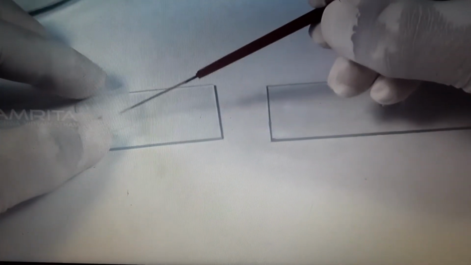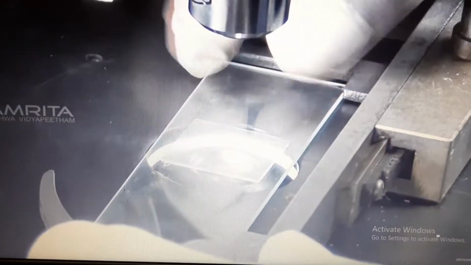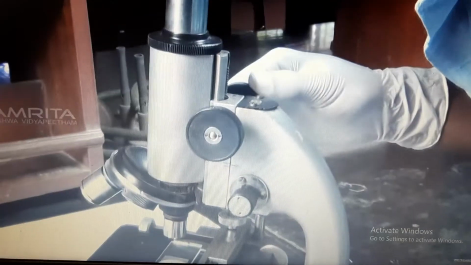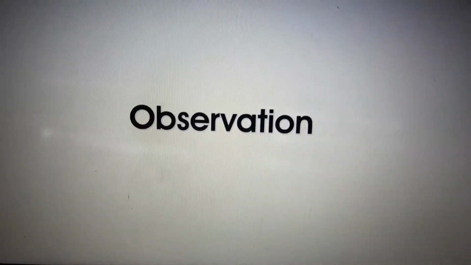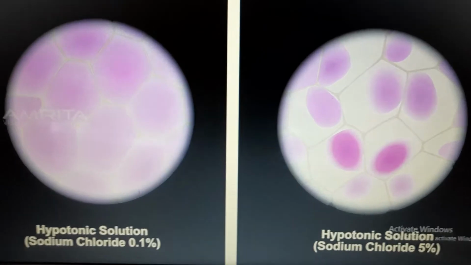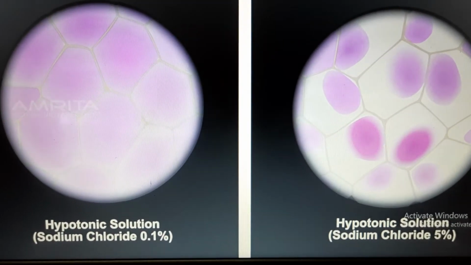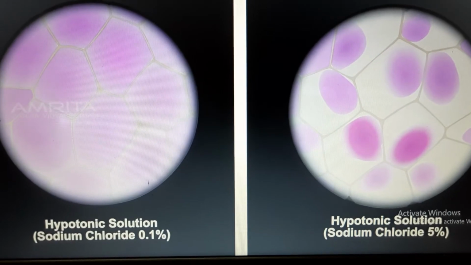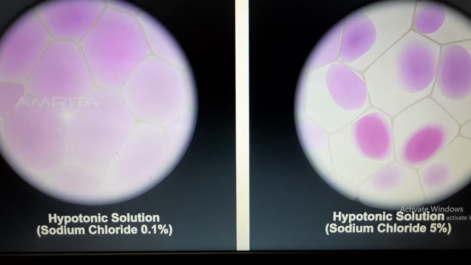Place a cover slip over the peel on both slides using a needle. Place the slides one by one under the compound microscope. Observe them under the microscope. Observation: after half an hour, we can observe that cells in sodium chloride 0.1% solution appear turgid, while cells in the sodium chloride 5% solution show plasmolysis.